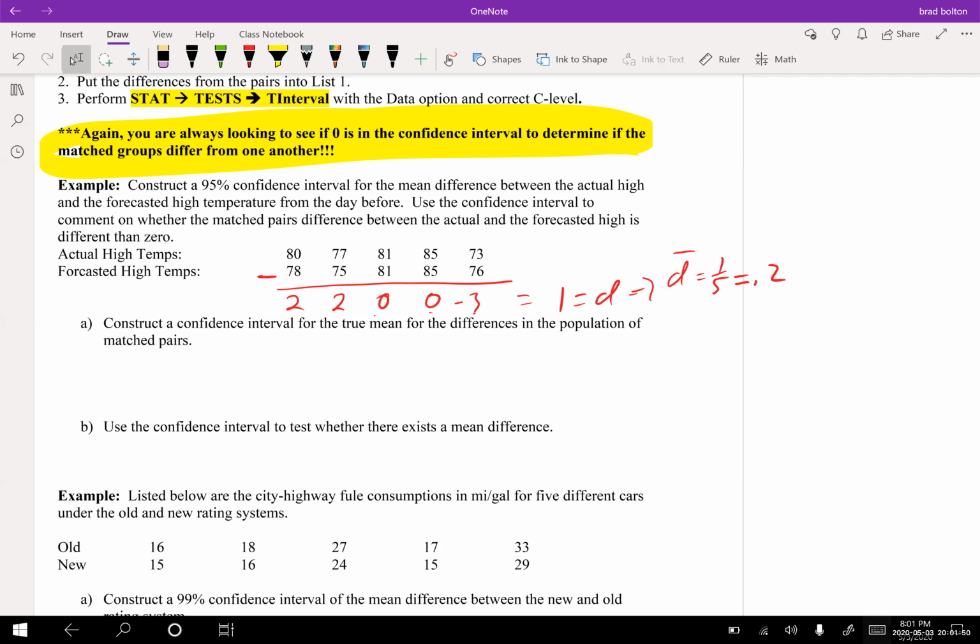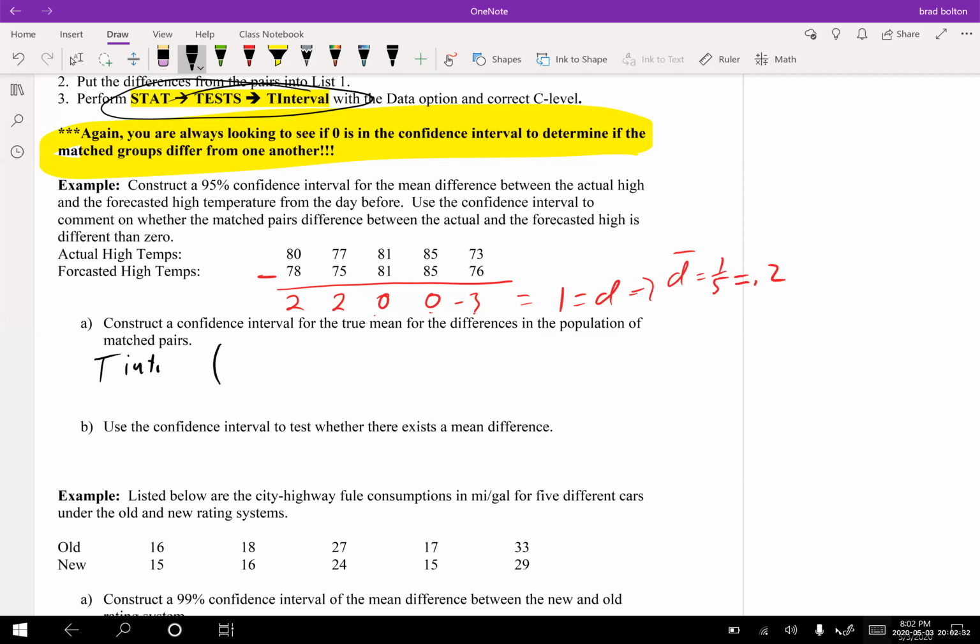Okay, so they want me to construct a confidence interval. So all I'm going to do is follow the instructions. It says stat test t interval. So I'm going to go to test, stat test, t interval. And then, oops, you know what I forgot? We've got to enter our data, okay? Well, maybe they don't even ask for it. I'll just enter it in anyway. Stat, edit. Let's do a new list. Okay, so let's enter in 2, 2, 0, 0, -3.